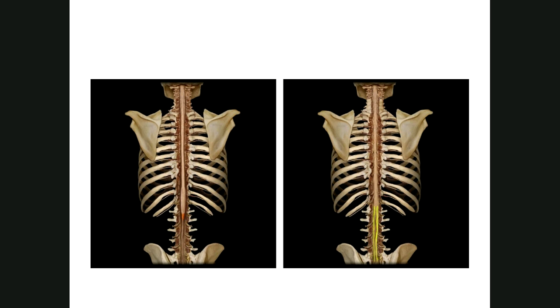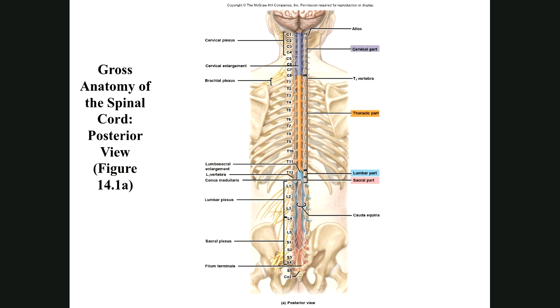So here we can see the conus medullaris. Here we can see that cauda equina, and in the very center is going to be that filum terminale. Here again is another image. You can zoom in on this and you can see cervical, thoracic, lumbar, and then sacral, and then down here is that small coccygeal portion.